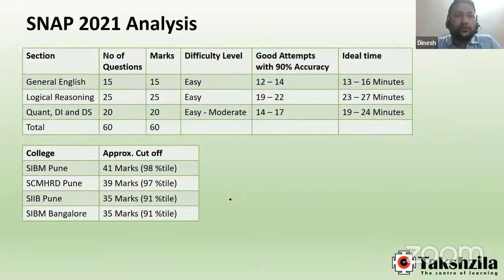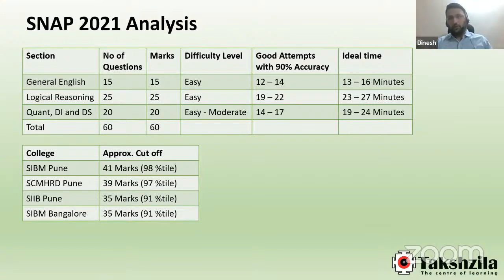If we go through the previous year's SNAP paper, everyone, let's analyze it first of all. The same pattern was there last year as well. The difficulty level of English, reasoning, and Quant was easy, and Quant was somewhere between easy and moderate. This is a speed-based exam, not like CAT, everyone.